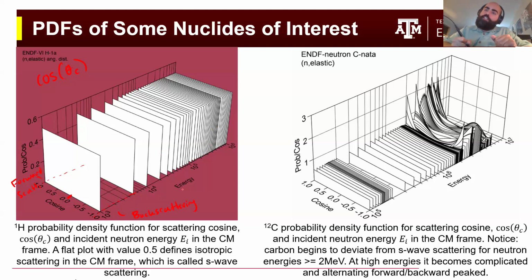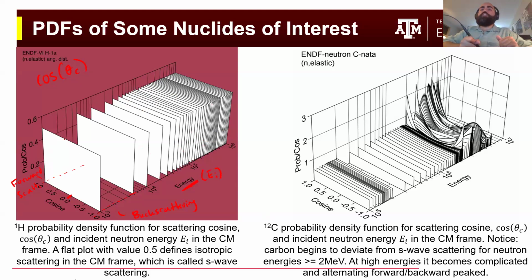And then along this energy axis, this is showing how this distribution changes for the neutron energy E_I. So hopefully that makes sense, that we can look at different neutron energies, and then we can look at these plots to say what's the probability of a scattering occurring, and that the scatter results in the neutron coming out with some angle or having some scattering cosine.